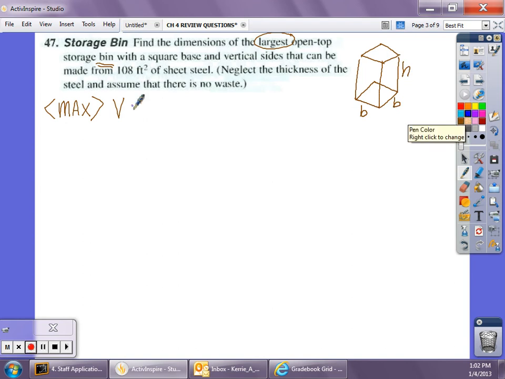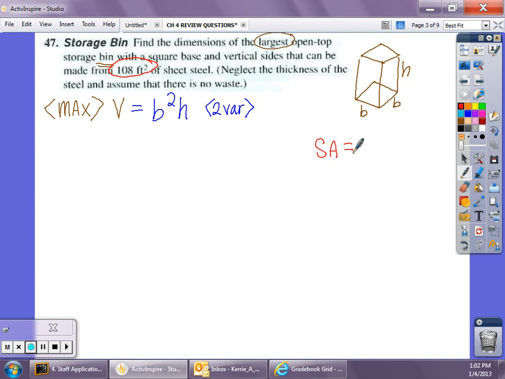So the volume would equal base squared times height. And since we're optimizing right now, I have two variables, so there must be information that was given that I did not use. The information given was 108 feet squared. So let's come off to the side here. If that's what makes the shape, that must be surface area.